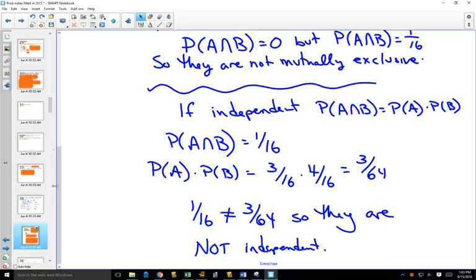So in this case, seeing whether something was independent or not, I would say is not intuitive. You actually had to go to the formula, do some calculations, and show that two things weren't equal in order to say no, they're not independent.